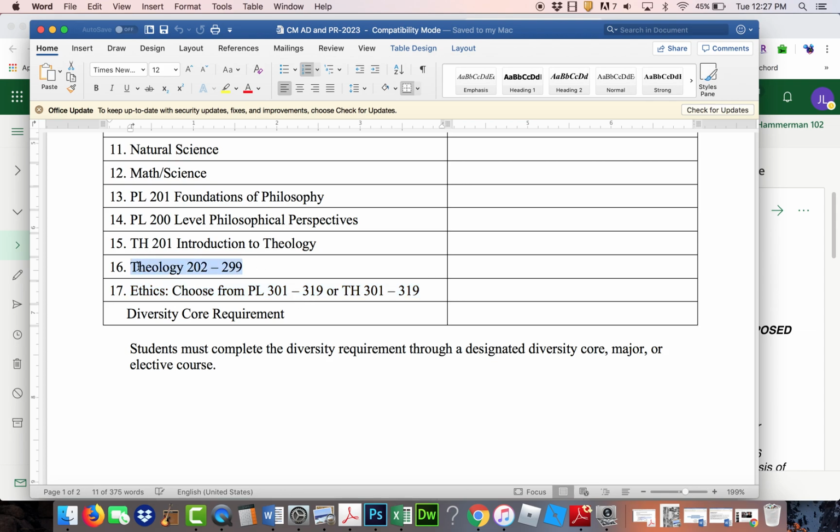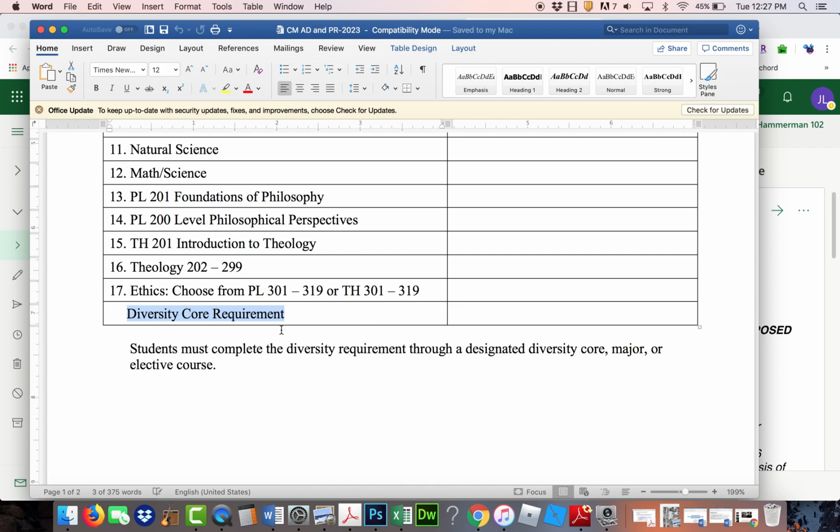Similar to upper level theology and upper level philosophy. Diversity core. We've finally gotten to the end. So diversity core, just don't forget about it.